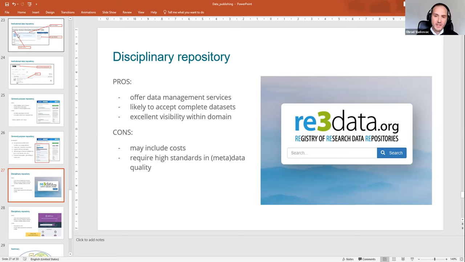What is not good with this is that it may include costs, but if researchers are funded, they can try to reimburse these costs. But they should mention this in the data management plan. That is why, again, I go back: data management plans are so important in the whole process. And they can, like I said, require high standards in metadata quality. That is also why you need to focus your lectures on why data management training is important, because at the end of the whole process, if they want to deposit something in a disciplinary repository, they will ask for a whole set of other things, and those should be done previously.